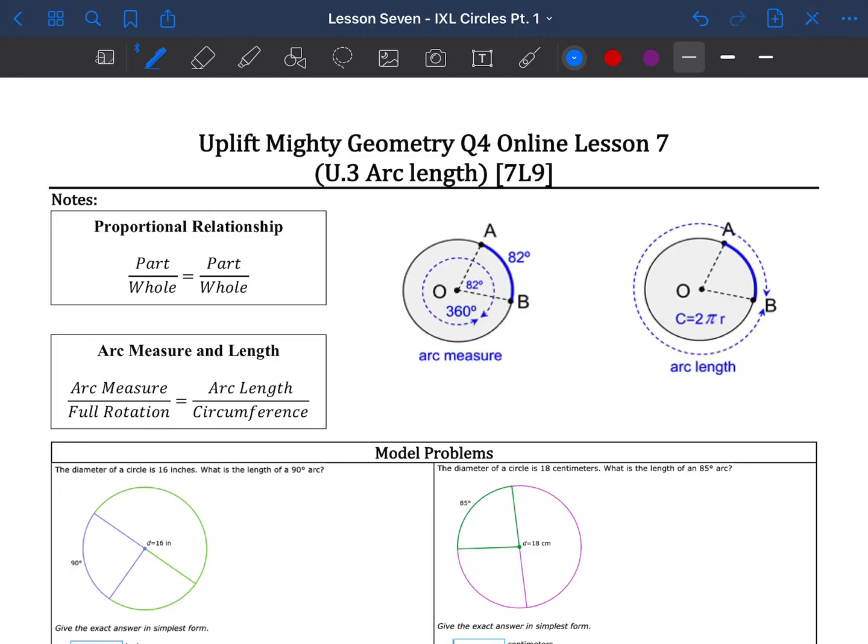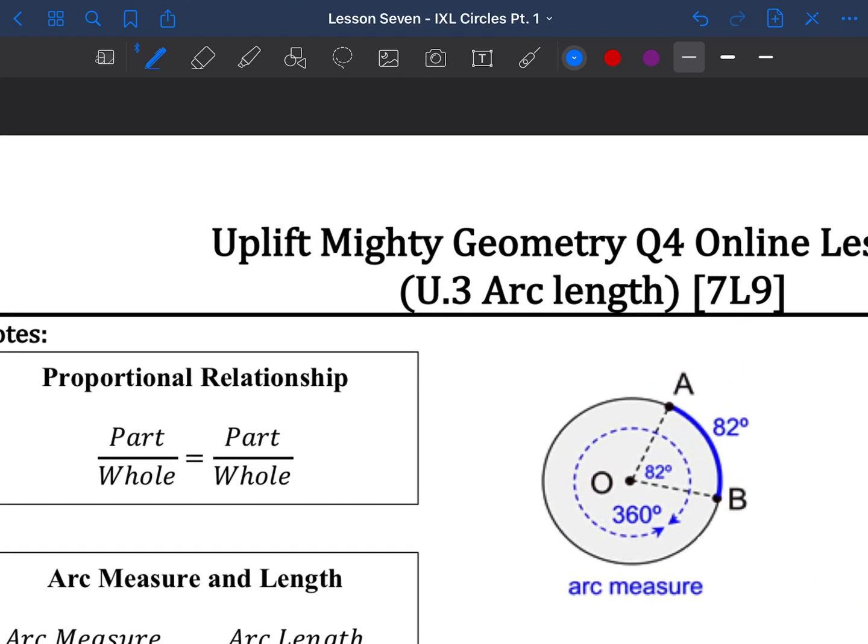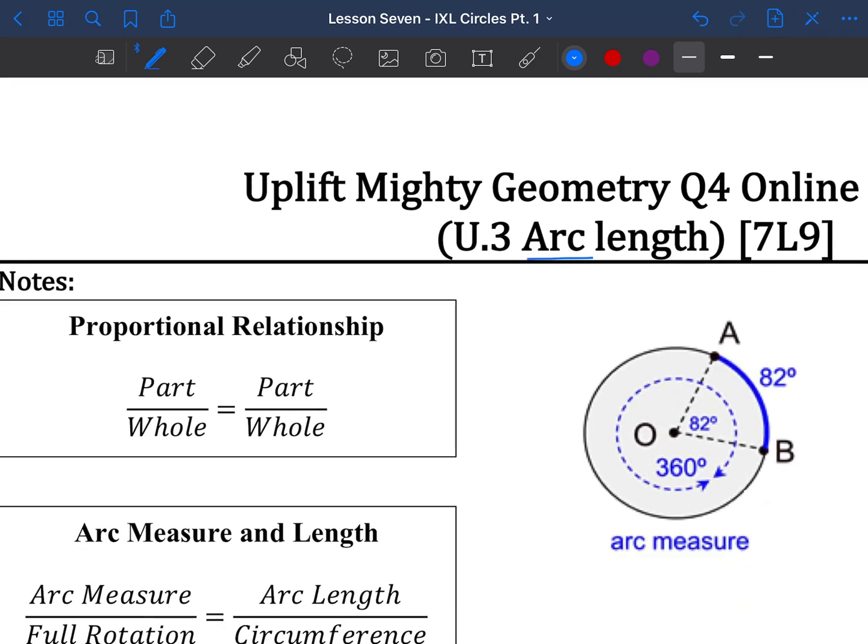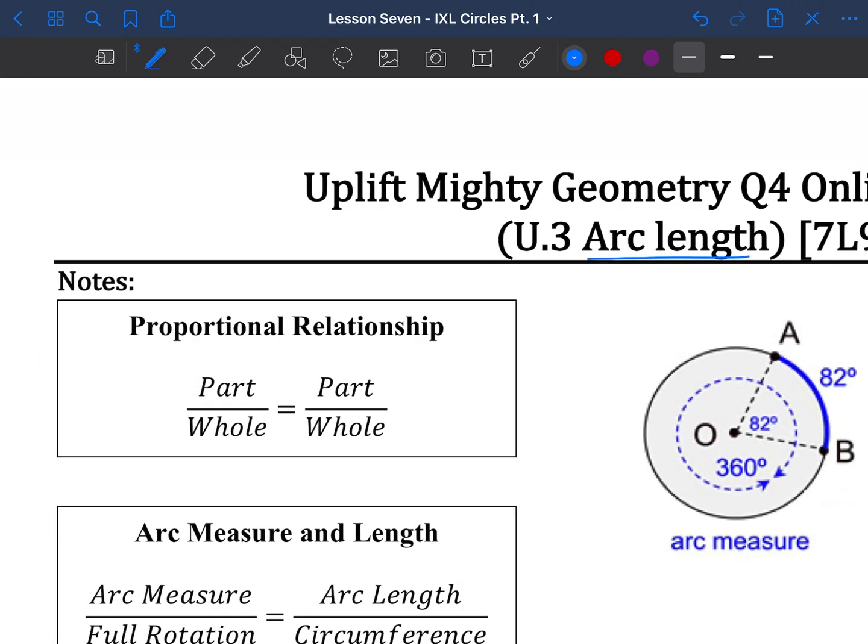Alright guys, we're going to be talking about arc length in this third one for U.3. I do want to talk about the difference when it comes to arc length. We talked about arc measure, and the units that we measured them in were degrees. These dealt with angles, or the relationship with angles.